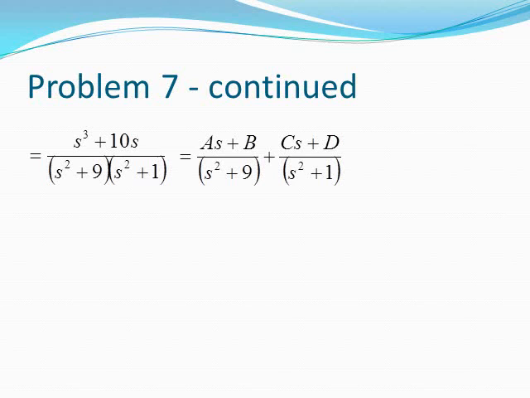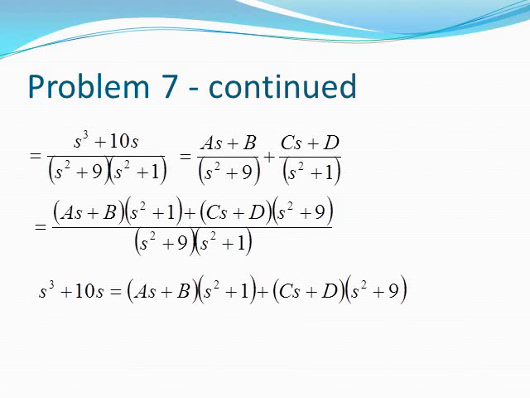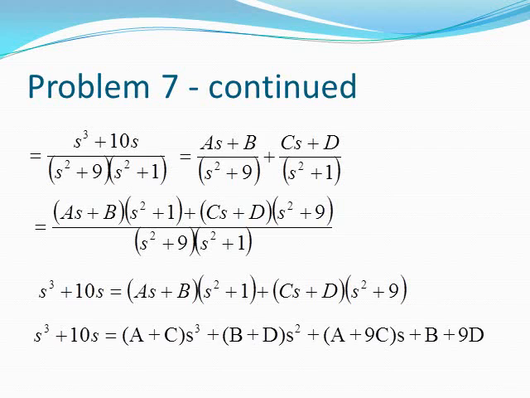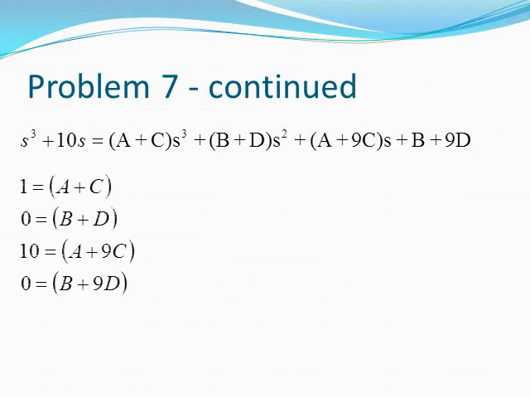Again, we do the same thing we did before. Find a common denominator. Once I find the common denominator, I take the numerators and set them equal from the left-hand side and the right-hand side. Multiply out the numerator for the right-hand side, and I get this expression. Then I'm going to set the coefficients equal again. The coefficient in front of s cubed is 1. The coefficient in front of s squared is 0. The coefficient in front of s is 10. The constant coefficient is 0.